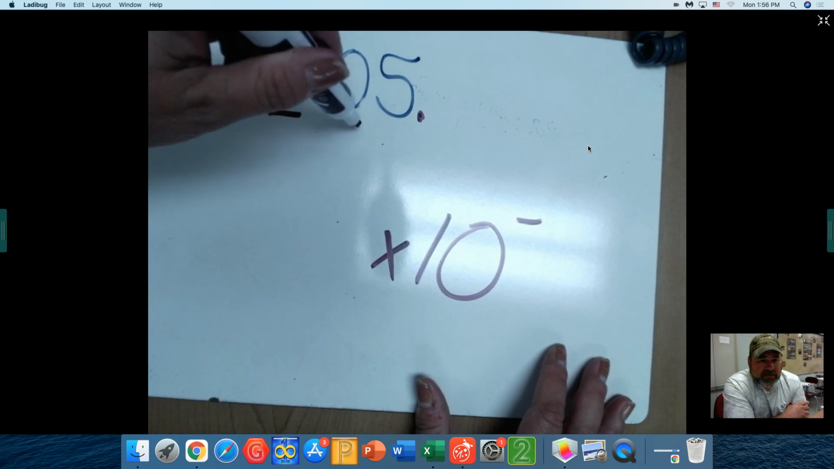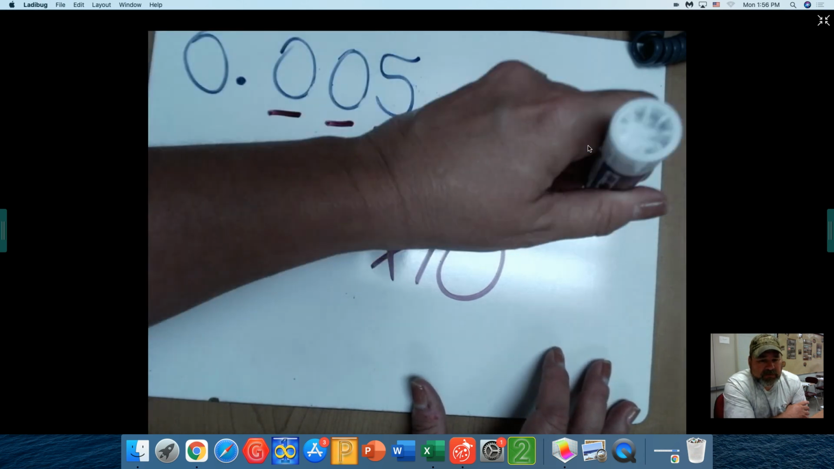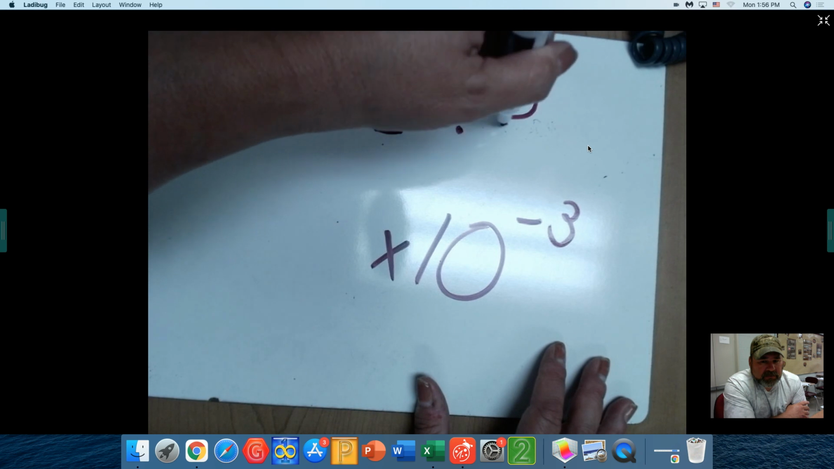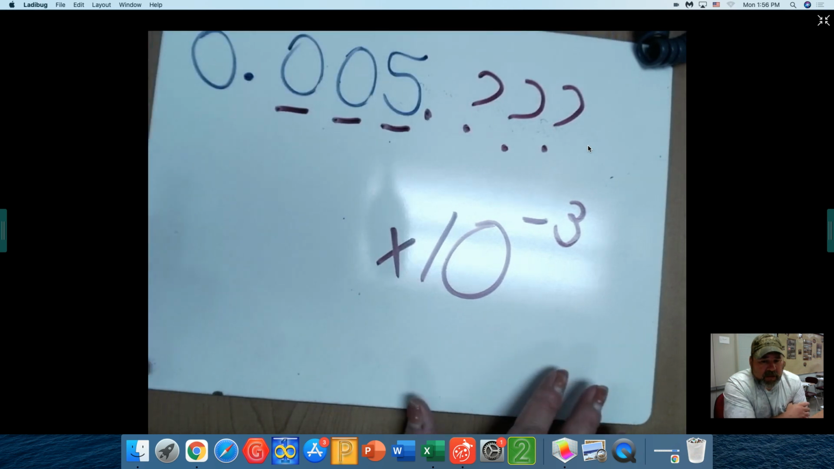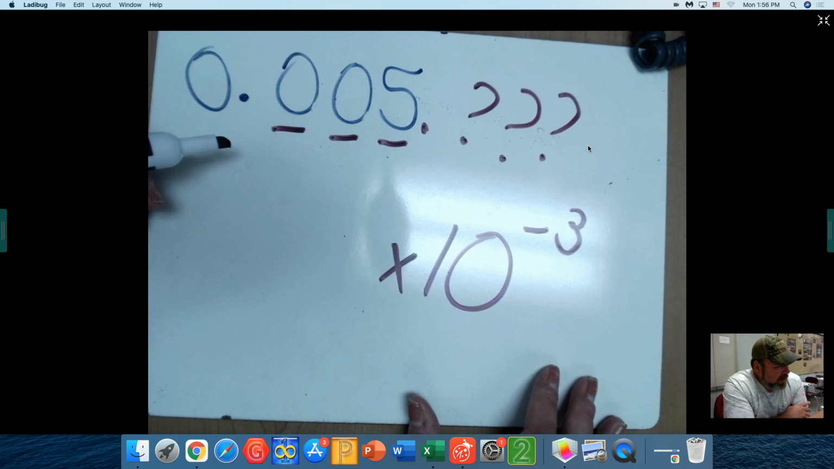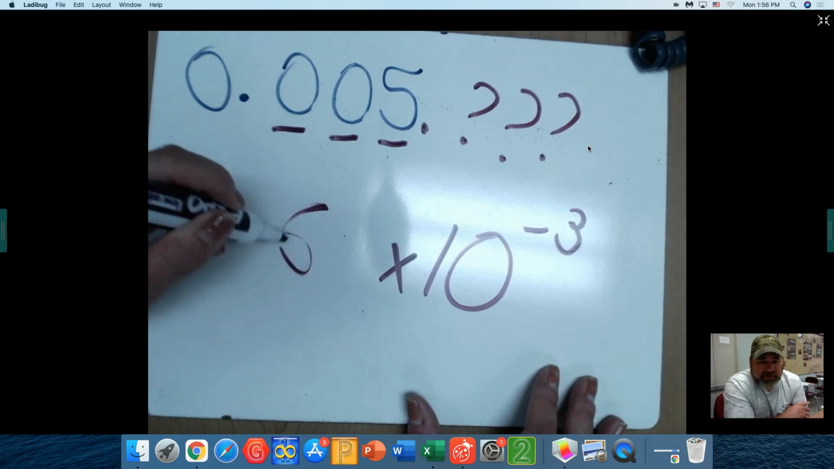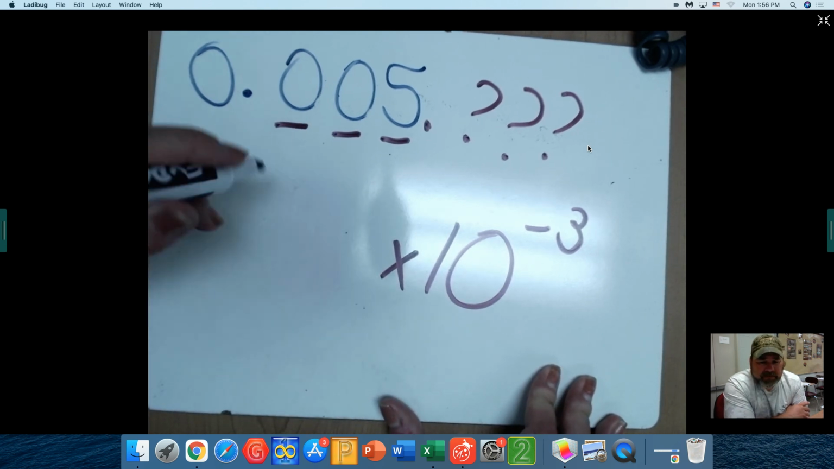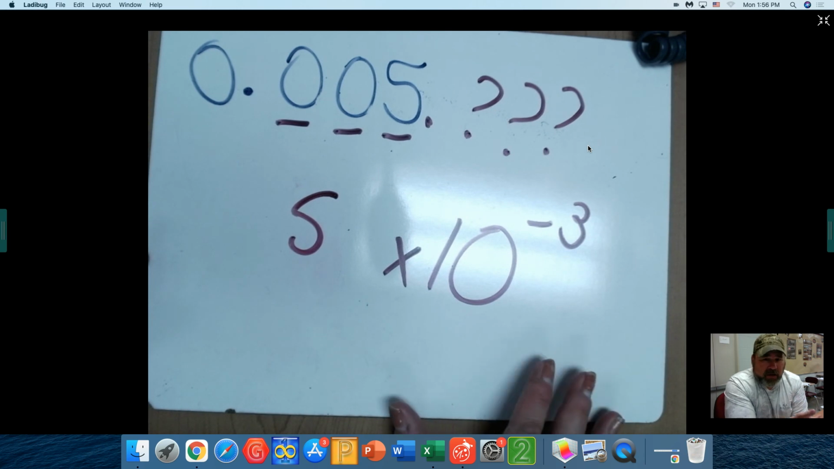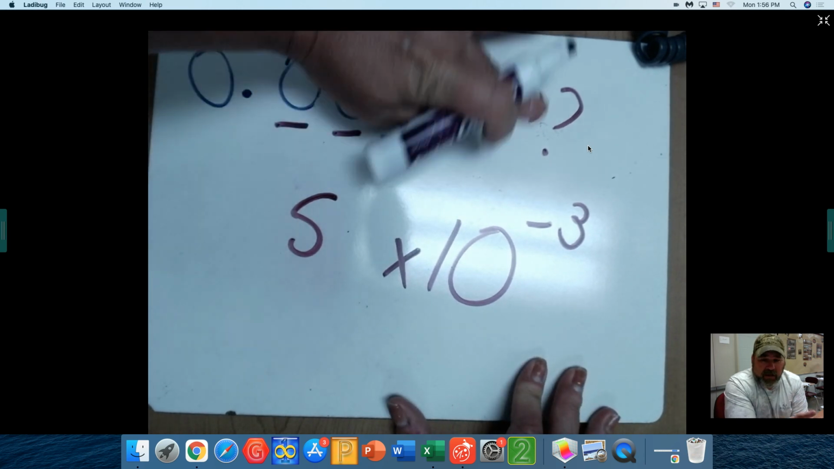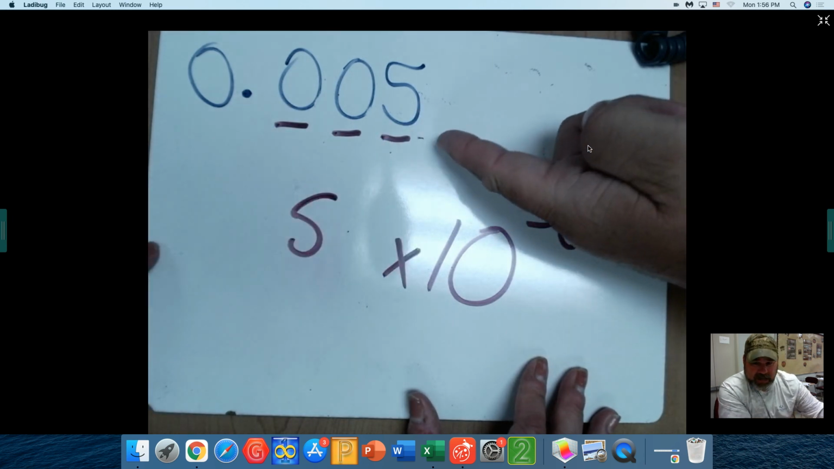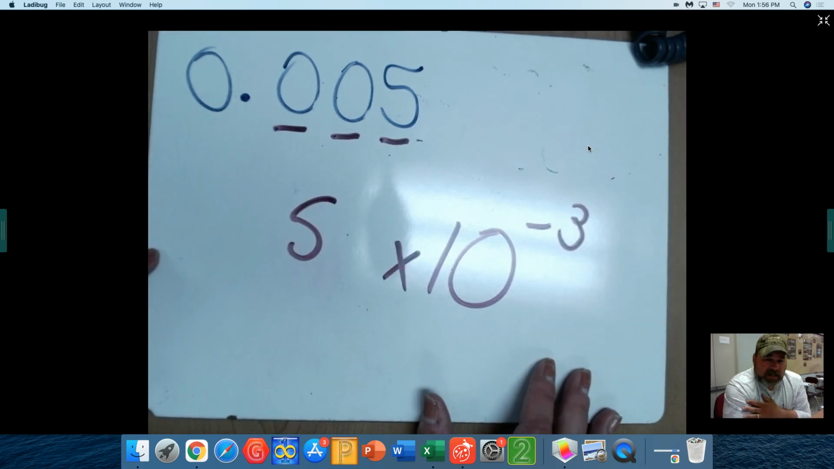Okay, so I've got to count how many spots to move it, which would be 3. But I don't have anything back here. So what could I put? Well, if you wanted to, you could put zeros, but would there be any reason to do that? No. So you could just have a coefficient that's just a plain number. 5 times 10 to the negative 3. Don't let that throw you off your game right there. You just want the first number that is non-zero to the left of the decimal, okay?